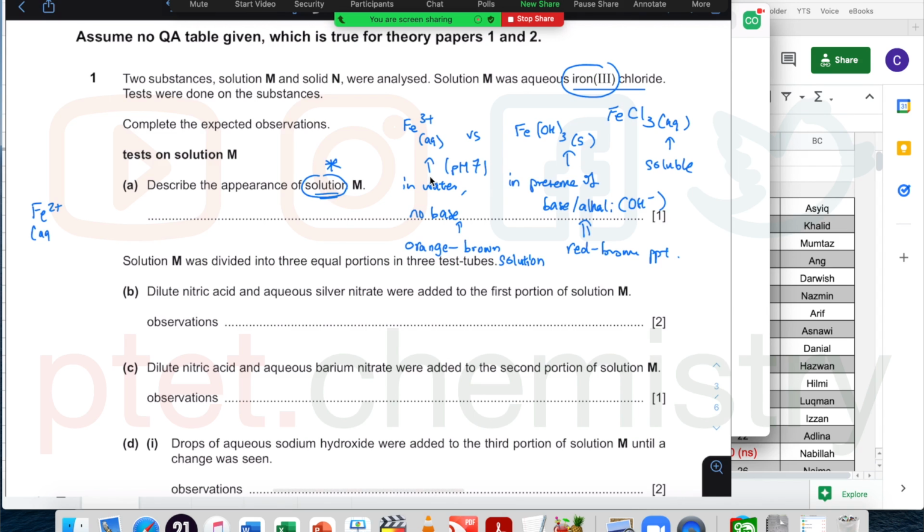Now I'm going to teach you something. Iron 2 plus aqueous, you also tested this. Before you added the hydroxide or before you added the ammonia, it is not a solid. It is a solution.